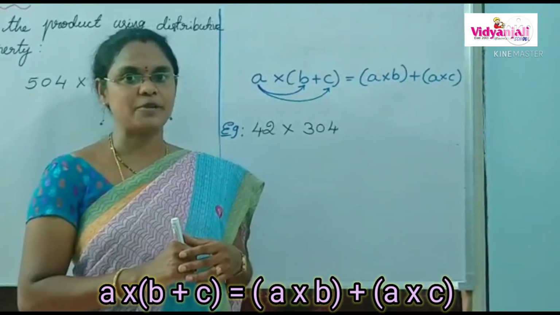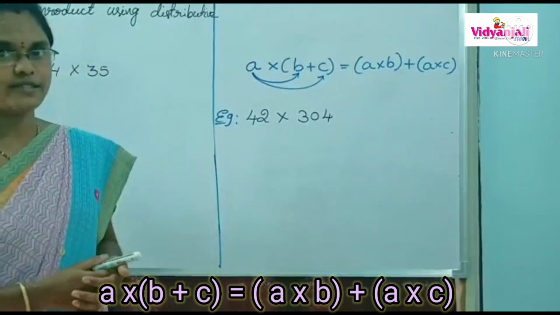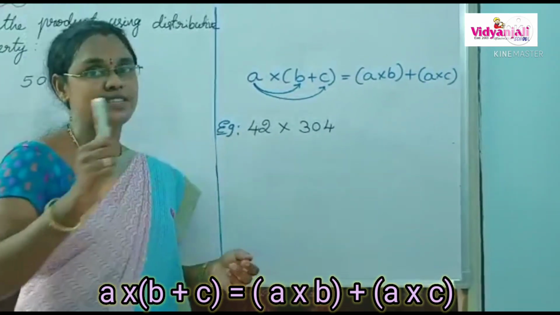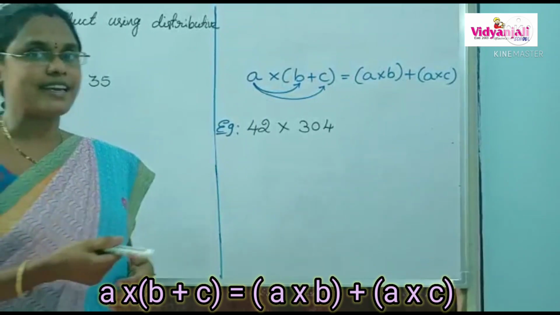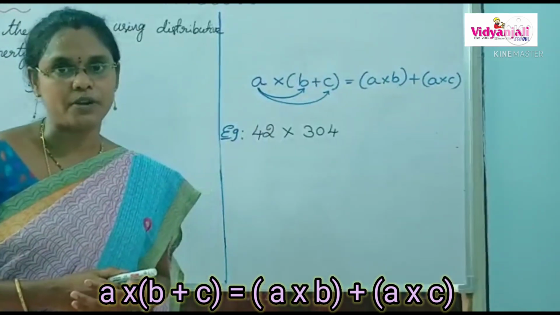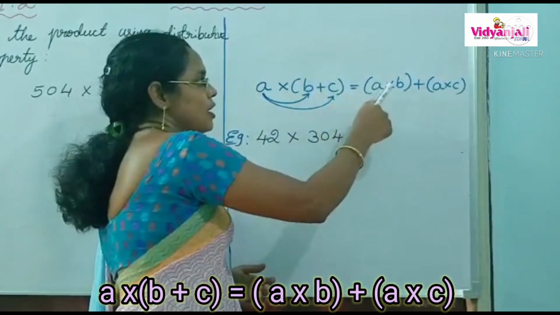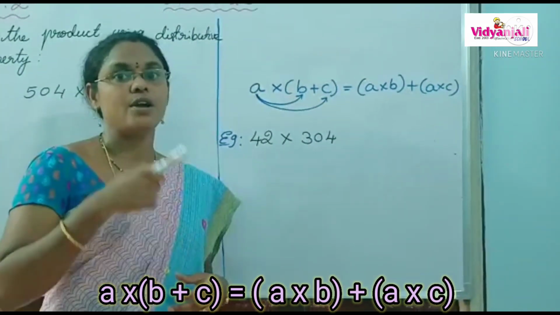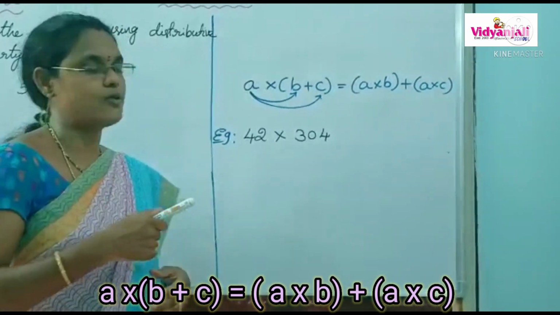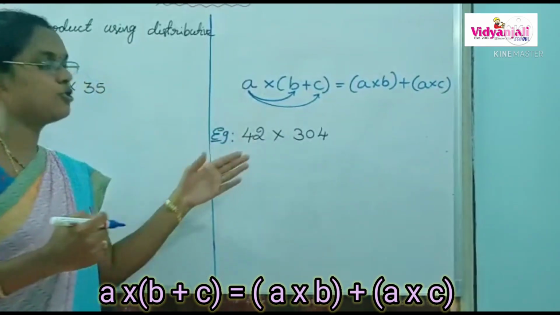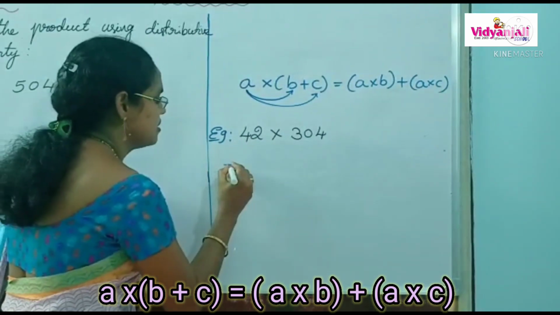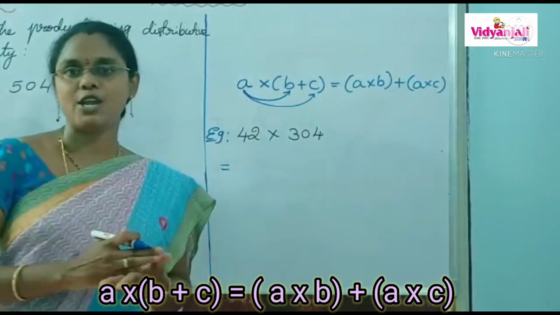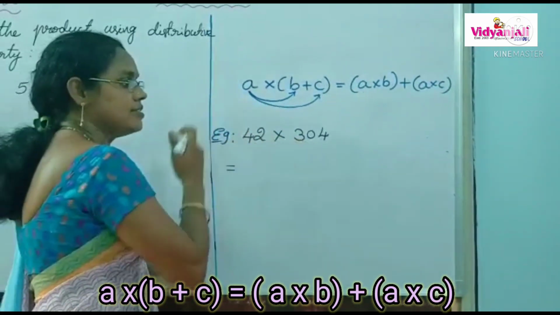More about distributivity property, let us solve one more example. Here we have 42 into 304. We have to find the product using distributivity property only. Once again, we'll check what is distributive property. A into B plus C equal to A into B plus A into C. Say with me, children. So, in the given two numbers, we have to split any one number. See which number is easy to split.